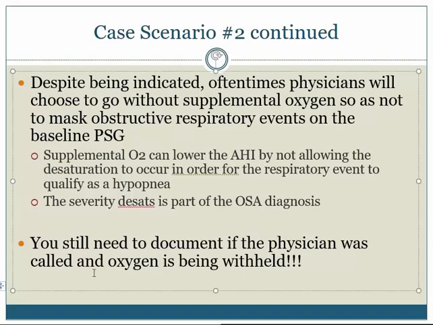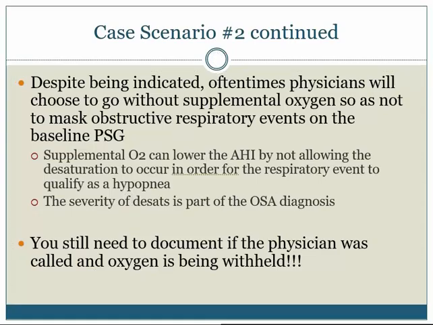Because supplemental oxygen can lower the AHI by not allowing the desaturations to occur in order for a respiratory event to qualify as a hypopnea. And the severity of the desaturations is part of their OSA diagnosis. I mean, we go by RDI to determine severity criteria, but they also look at the general picture of the patient's history and other factors. What about the severity of their desaturations? Was it causing hypoxemia? So if you call the physician and oxygen is being withheld, you still need to document that.